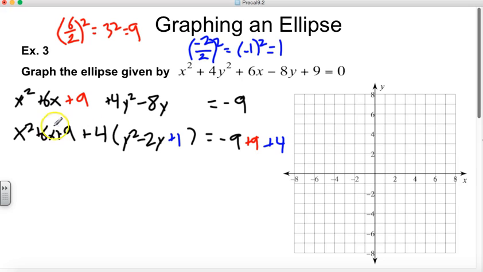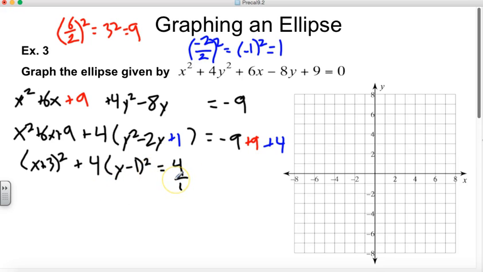Now we can factor this into a binomial. So we know that by factoring this, we're going to get x plus 3 and x plus 3, which is x plus 3 squared. Okay, which is what we want. We want a binomial squared. If we don't get a binomial squared, we know we messed something up. And then right here, same thing. We factor this, we're going to get minus 1 and minus 1. So it'll be y minus 1 squared equals, and then negative 9 plus 9 is 0, plus 4 more is 4.